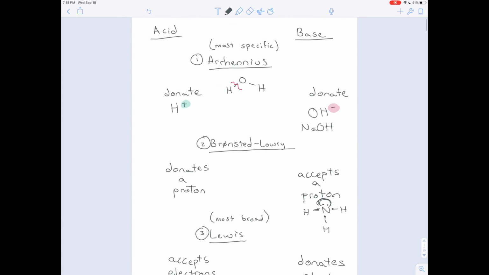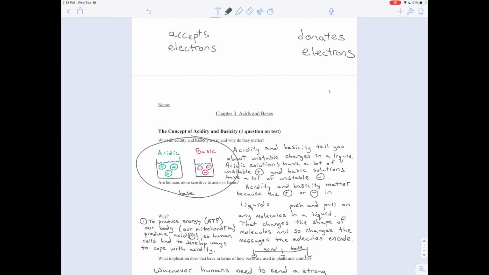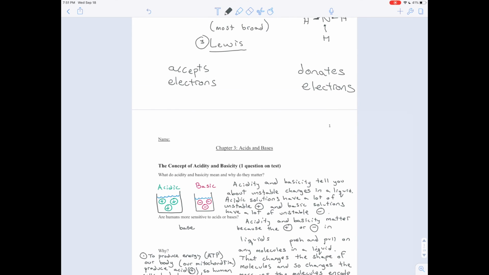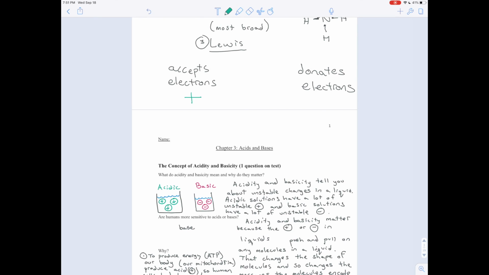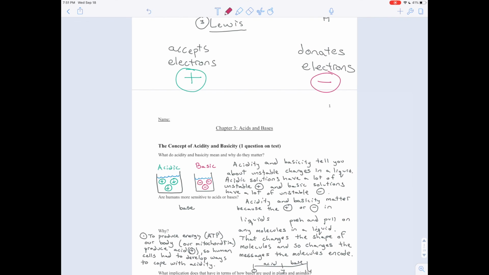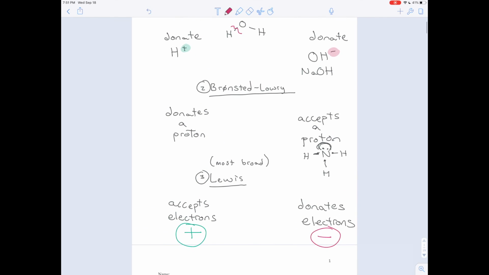And notice here we are where we started, positive and negative charge. What accepts electrons? Anything with a positive charge. That's an acid. What donates electrons? Anything with a negative charge. So acidity and basicity is really telling you about unstable charges in a liquid. You'll recognize them usually in molecules. We'll be looking for H pluses that can pop off a molecule.